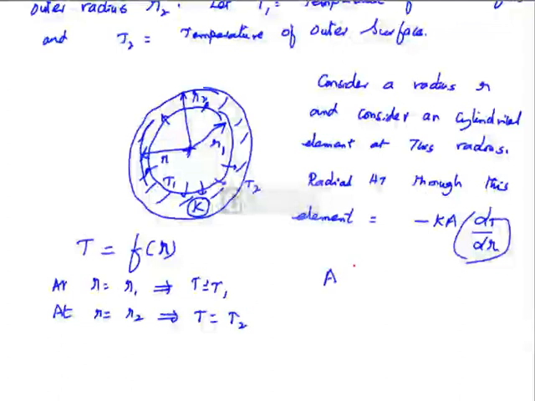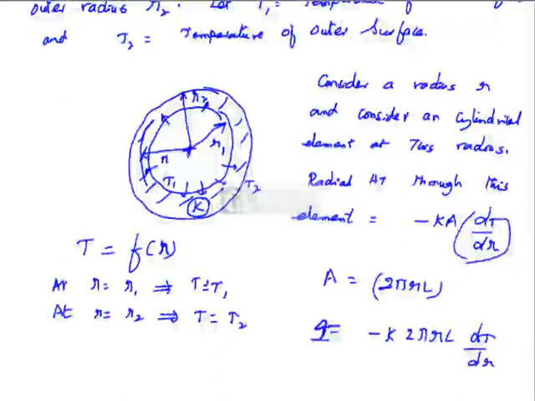The area of the cylindrical element for conduction heat transfer is 2 pi RL. The radial conduction heat transfer at this element is by the Fourier law. Therefore, Q is equal to minus K 2 pi RL dT by dr.